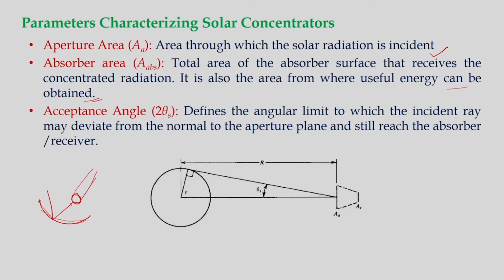Okay. And then acceptance angle, which is represented by 2 theta s, which defines the angular limit to which the incident ray may deviate from the normal to the aperture plane and still reach the observer or receiver. Okay. So this is the aperture angle what you can see here. So this is sun and this is the receiver, okay, earth surface, right.